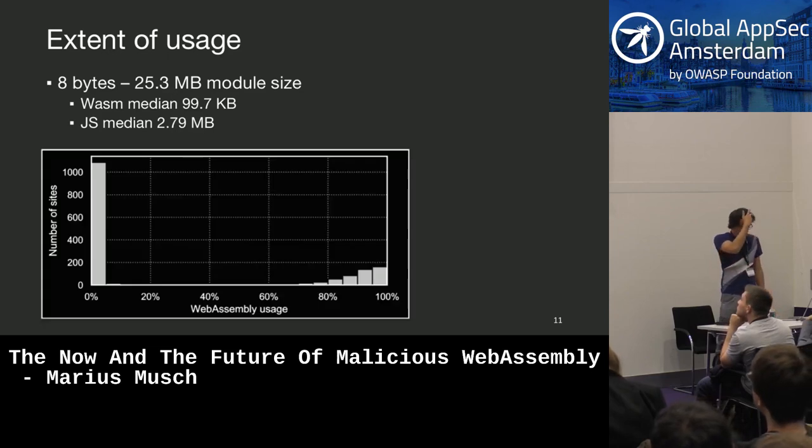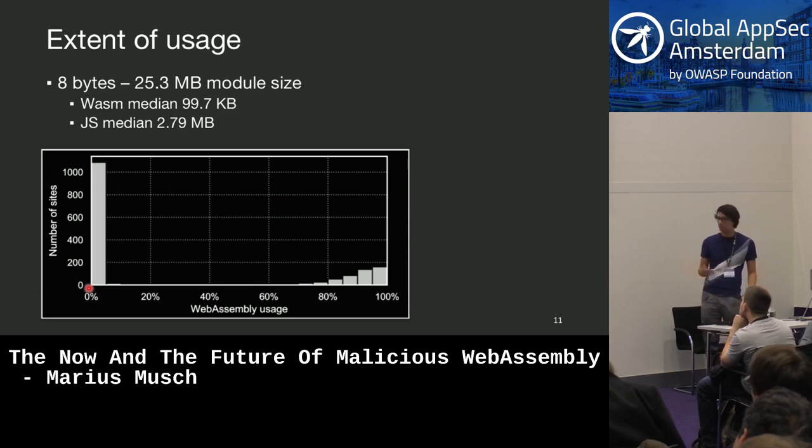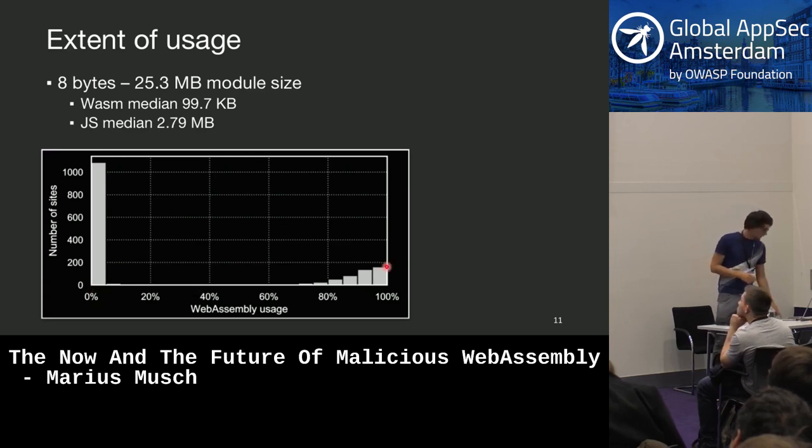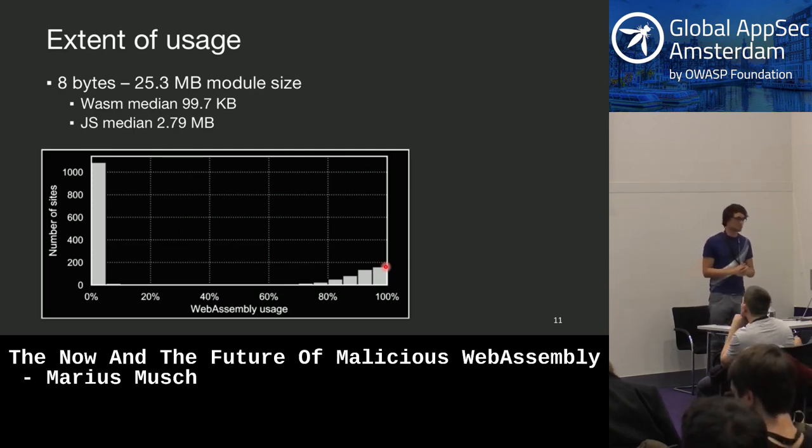We wanted to find out how much CPU is using WebAssembly compared to JavaScript. So on this graph, it's relative. The bar on the very left means this website spent basically 0% of the time in WebAssembly computation, so it's just using JavaScript all the time. And on the very right-hand side, we have websites that spend up to 100% of the CPU time exclusively in WebAssembly code. So they don't execute JavaScript anymore, or very, very little of it.